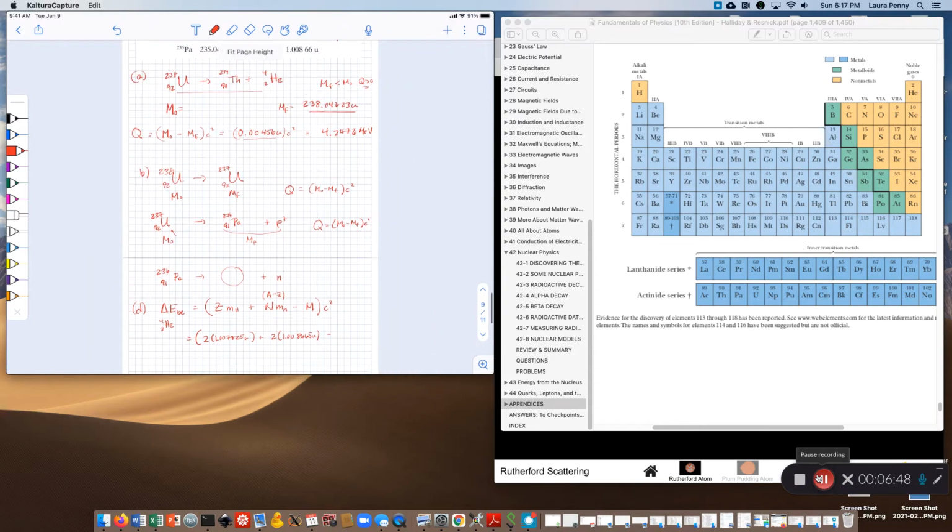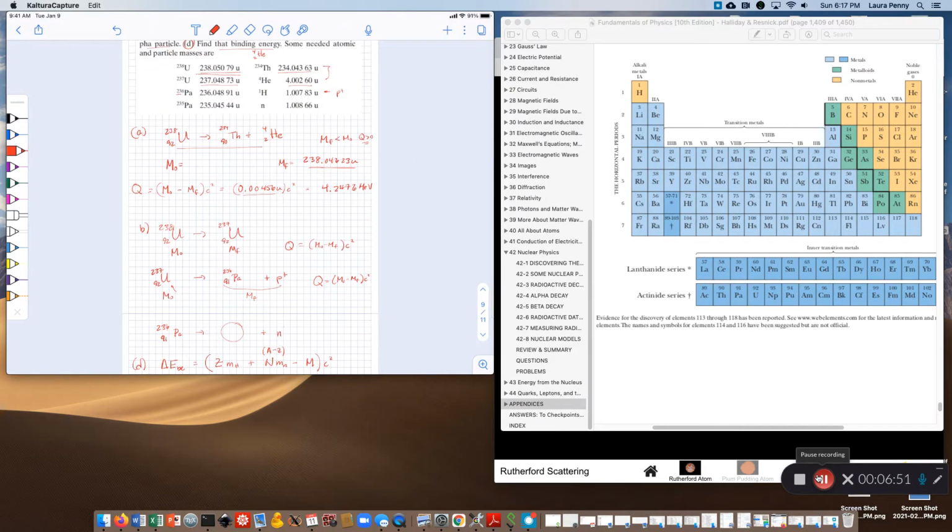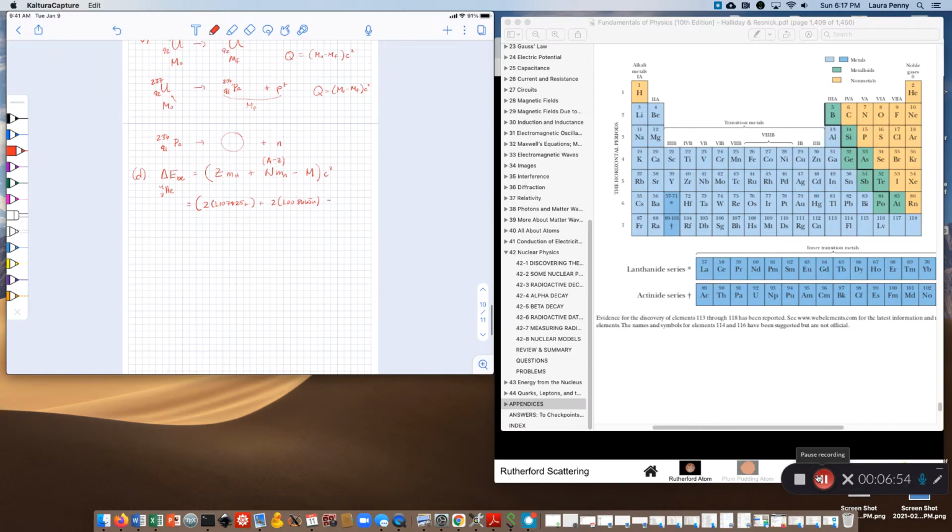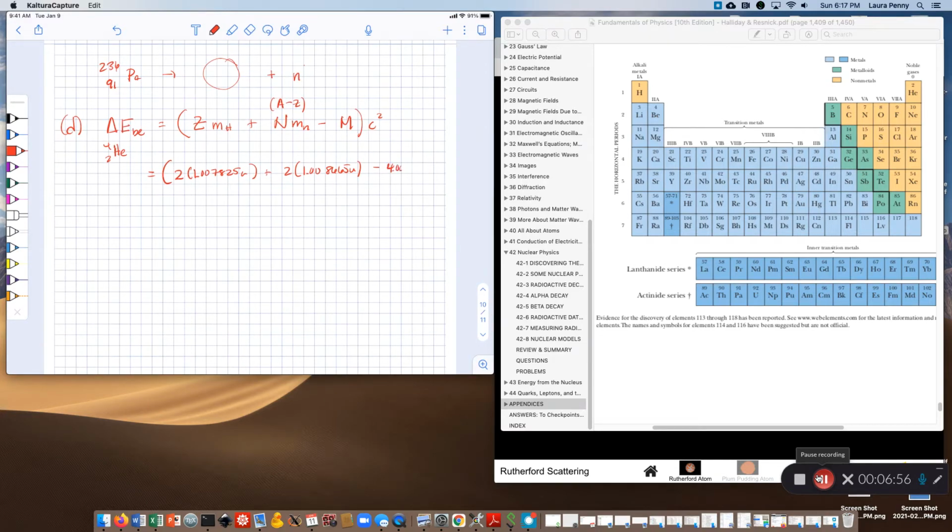And then it tells me the mass of helium is 4.00260, times c squared. So I add those all up. I get 0.03038 u times c squared, and I end up with 28.299, we'll just say, MeV.